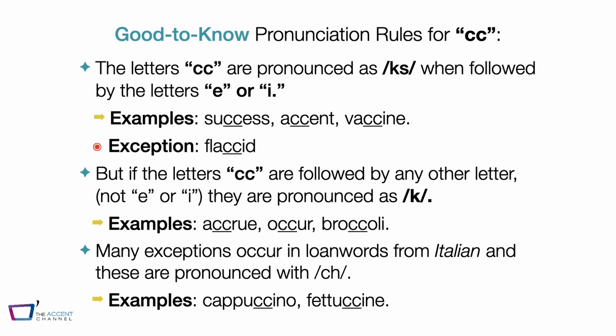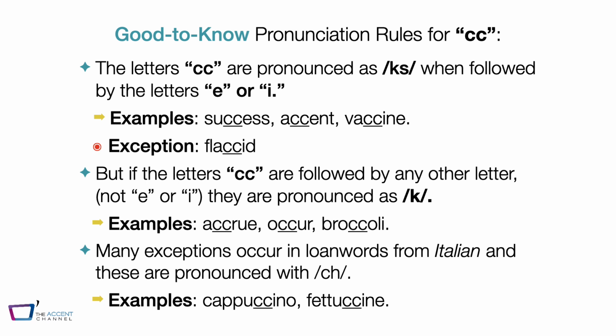This context also has some helpful pronunciation rules. The letter combination CC, so there's two letters together, CC, can be pronounced in a number of ways. Here are some tips to help you recognize when to use each pronunciation. The letters CC are pronounced as X when followed by the letters E or I. Examples of that would include success, accent, vaccine. Those are the words we just practiced. Although you will run into some exceptions.